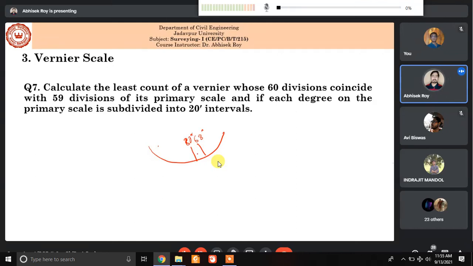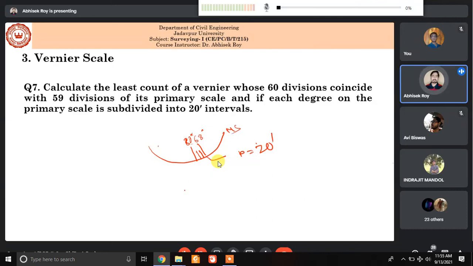This is not the smallest division. In between them, if suppose two smallest divisions are there, so what is the smallest division in the main scale? 1 degree is further divided into three parts. So what is one small part in the main scale denoting? 20 minutes, right? 1 degree is divided into three parts, so it is basically denoting 20 minutes.